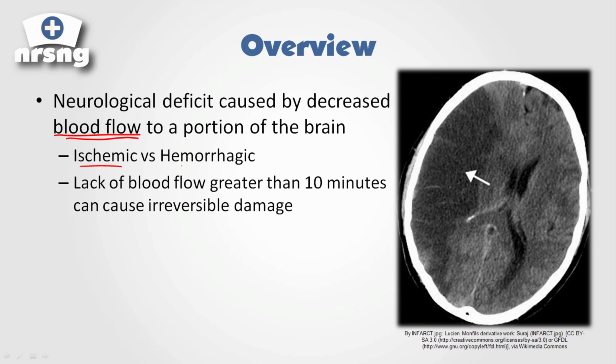Okay. Now we have ischemic versus hemorrhagic stroke, and we're going to dive into this quite a bit here. A lack of blood flow greater than 10 minutes can cause irreversible damage. What you see here is an ischemic stroke several days after the initial stroke. So this would be the right side of the brain, this would be the left, because images are reversed on CT. So this would be a large right-sided stroke here, and these would be the ventricles of the brain. So this patient has a massive stroke here, right?